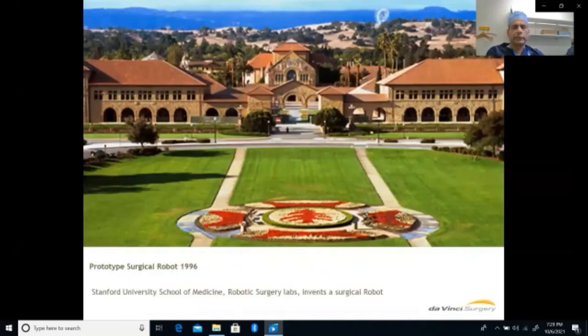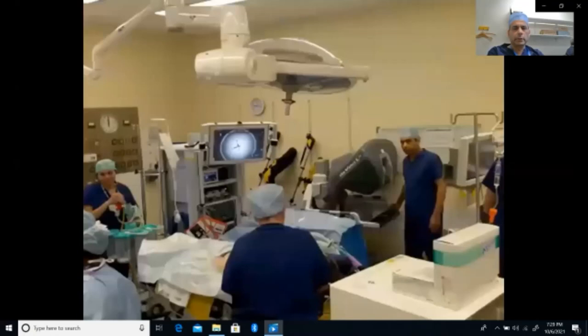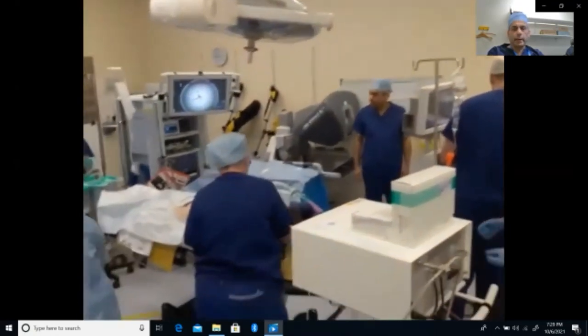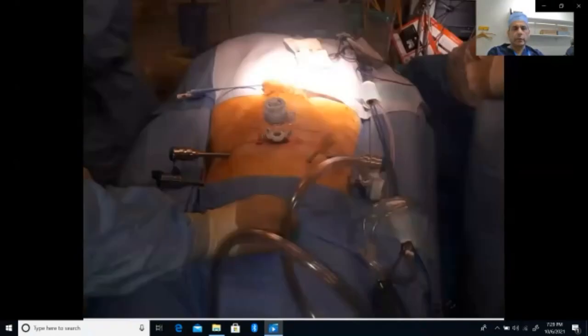That's a picture of Stanford University, where I was trained in robotic surgery, where I did my fellowship in 1996. I'll skip this. This is my robotic theater setup. And in terms of time, I'll go to the next slide.